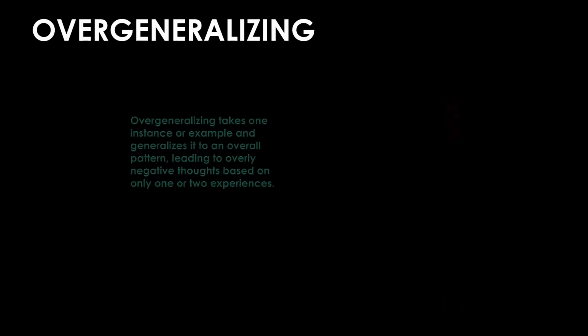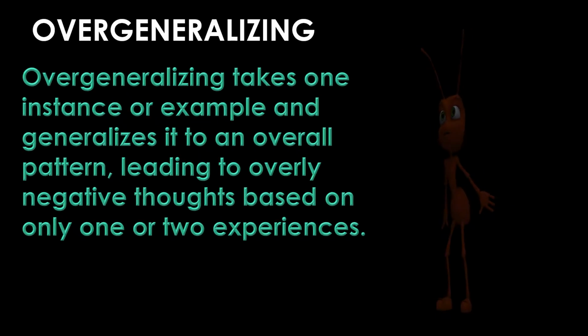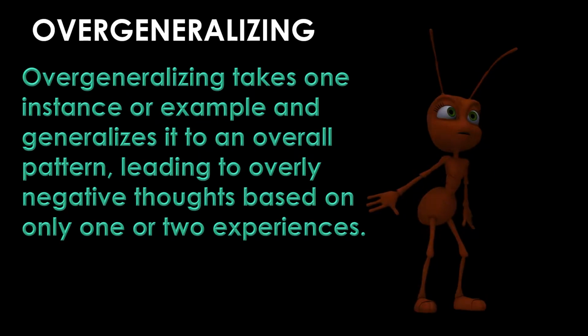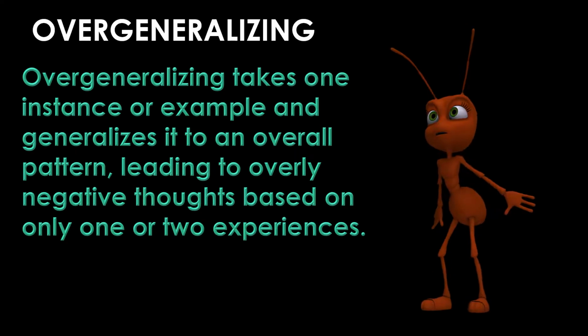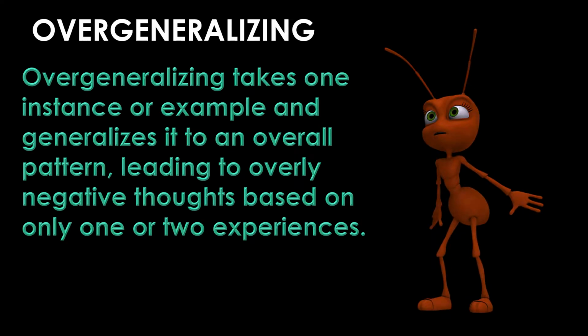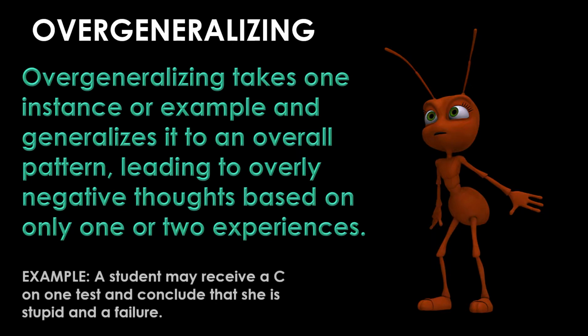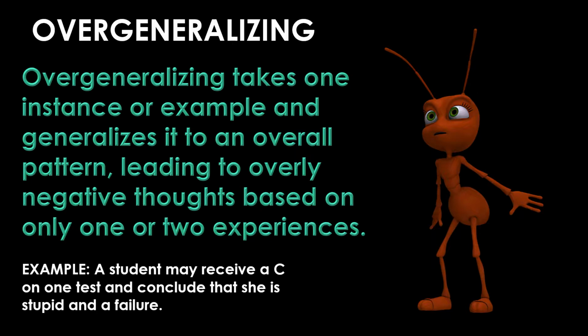This ant is focused on overgeneralizing. Overgeneralizing takes one instance or example and generalizes it to an overall pattern, leading to overly negative thoughts based on only one or two experiences. An example here is a student may receive a C on one test and conclude that they are stupid and a failure.